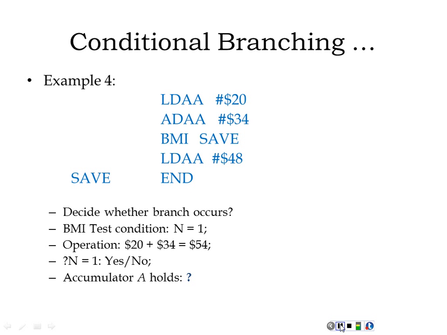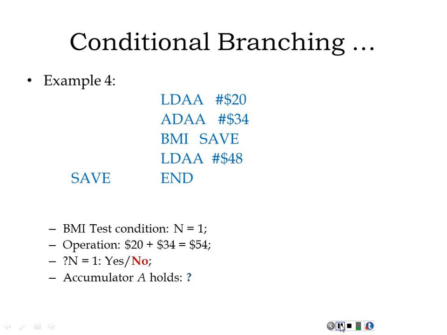So what we're doing is adding 20 and 34. We add it, and then we got 54. As you can see from here, is the N flag set or not set? It's not set, right? Because 54 is not a negative number. N flag is not set. So do you think the branch will occur? N equals to 0, and the testing condition is N equals to 1. It did not match. So the branch will not occur, right?